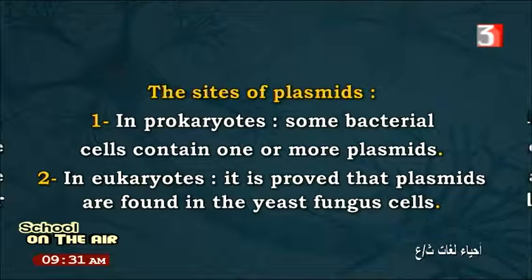Now, the sites of plasmids are found in two cells. Number one, prokaryotes. Number two, eukaryotes. Prokaryotes, some bacterial cells which contain one or more plasmids. Eukaryotes, like the yeast fungus, which also have plasmids inside them.